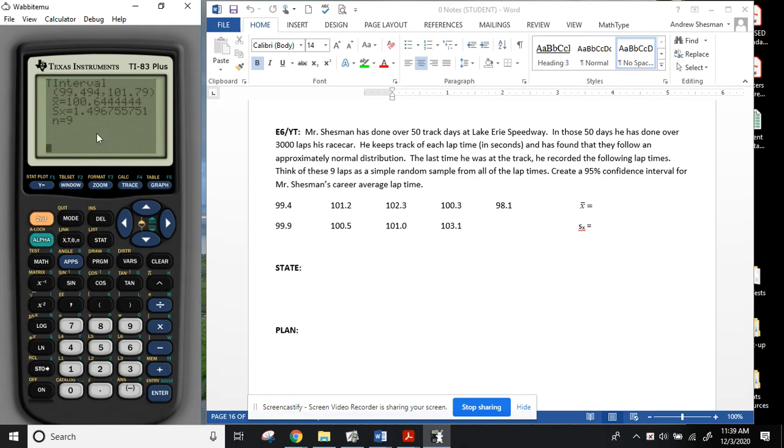There's a lot going on, but it will give us the interval as the very first thing. It will also give us x bar, which is the mean of the sample, and s of x, which is the standard deviation of the sample. And it reminds us what n was.